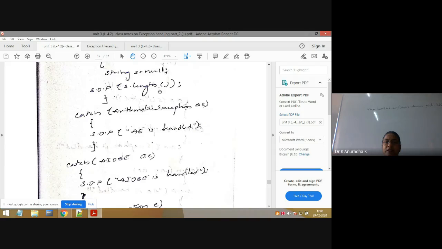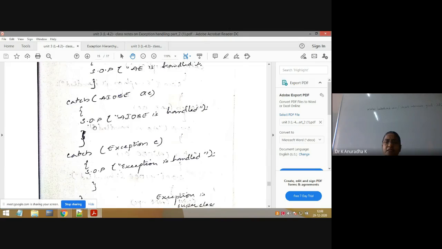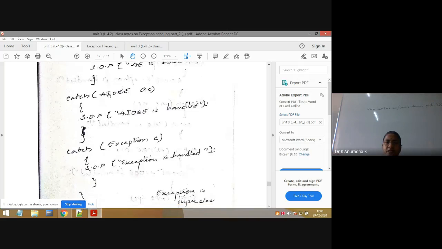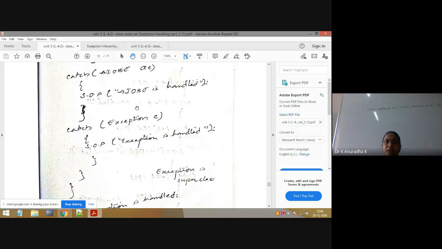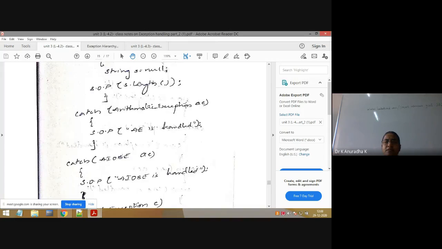First, it is NullPointerException. That's why it is not the matching catch block. Next, it is also not the matching catch block. Next, but it is matched. Why? Because Exception is the superclass of all exception classes, so it can handle any type of exception.